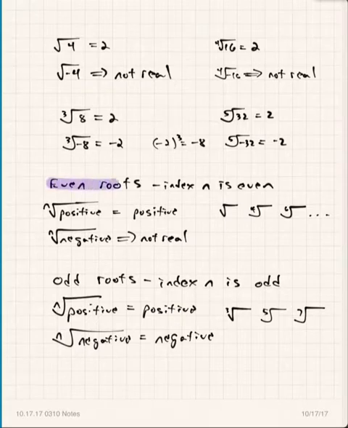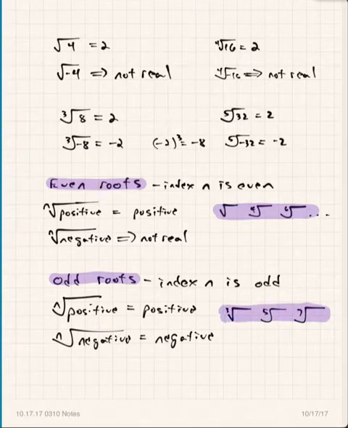So these are even roots here. These are odd roots here. Square roots, 4th roots, 6th roots is what we're talking about in this category. In this category, we're talking about 3rd roots, 5th roots, 7th roots, like that. Okay? Everybody's okay? All right.